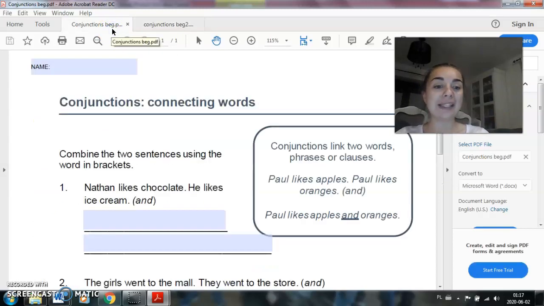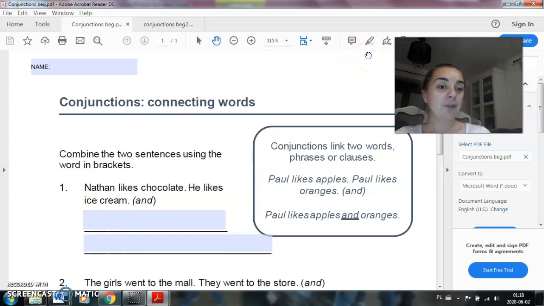And the second one is like, you've got the conjunction given. And Nathan likes chocolate. He likes ice cream. So you need to glue those two sentences in one with the conjunction. So combine two sentences using the words in the bracket. So we would change it into Nathan likes chocolate and ice cream, and that's the use of conjunctions. So they are the connecting words.